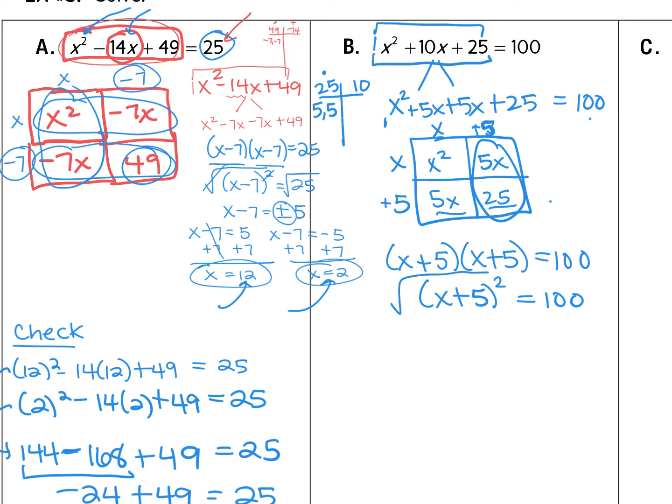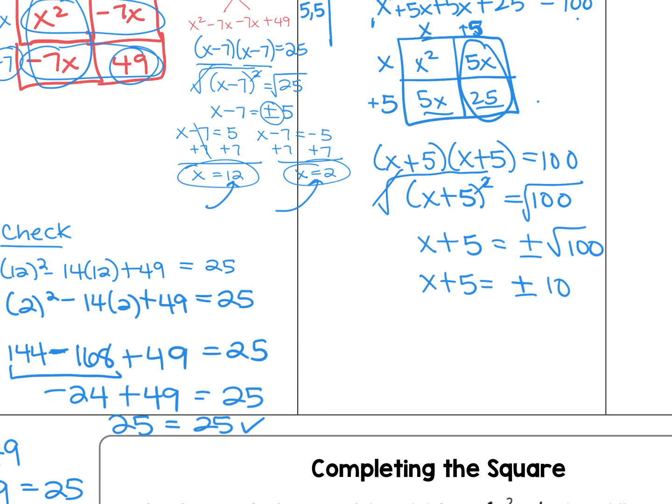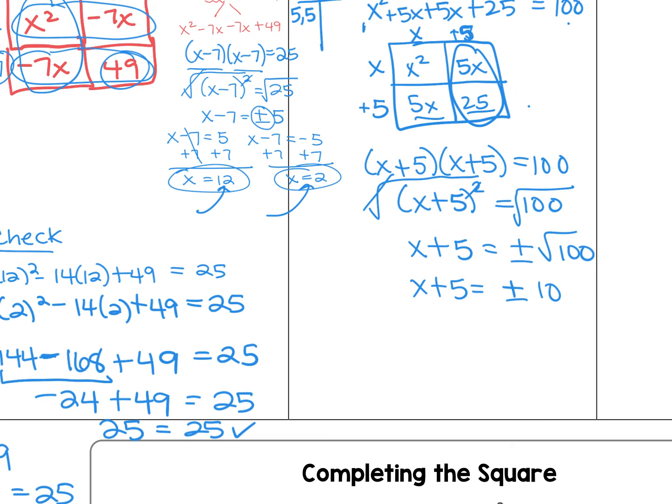Now I can remove the square by square rooting both sides. And I get x plus 5, square and square root cancel out. I get x plus 5 equals plus or minus the square root of 100. The square root of 100 is actually what number times itself gives you 100, which is 10. So x plus 5 is equal to positive 10, and x plus 5 is equal to negative 10. We have both a positive and a negative 10 there.